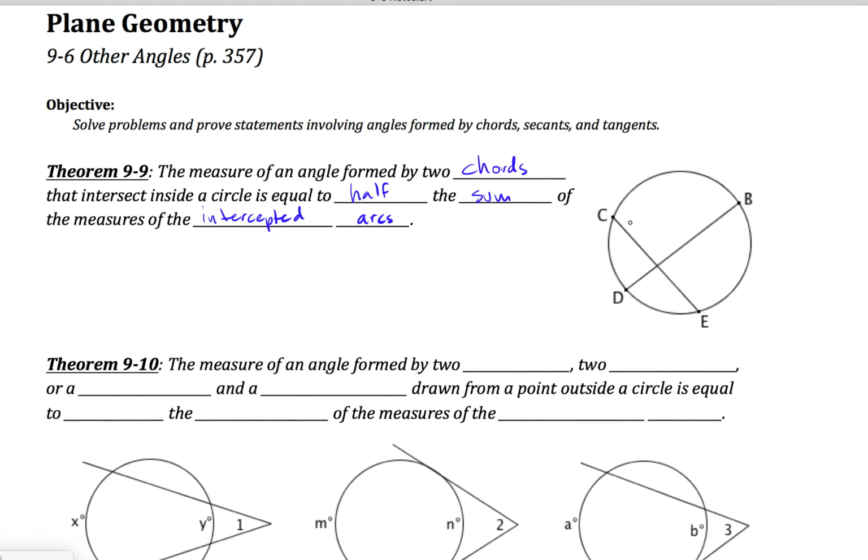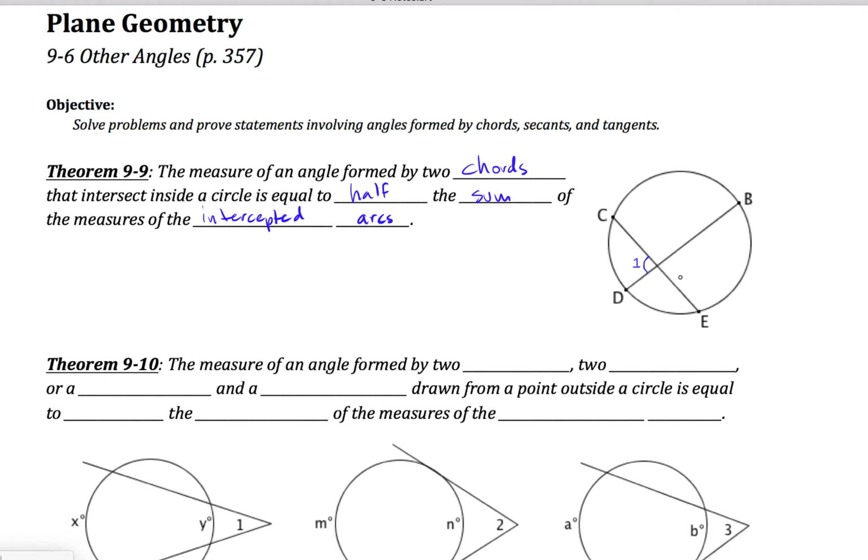So in this diagram you can see we have chord CE intersecting chord DB. And that's what the first part of this theorem describes to us. Two chords intersect inside a circle. Now when those two chords intersect, they're of course going to form four different angles. Let's imagine for a second that this is the angle we wanted to figure out. Let's call that angle 1 right there.